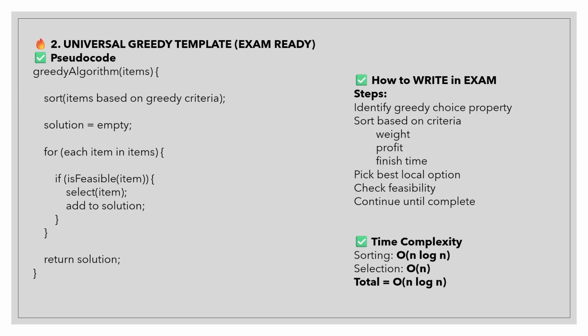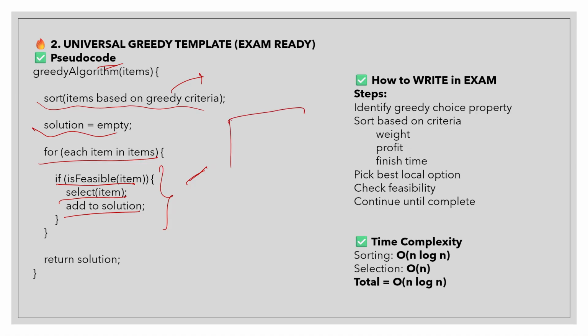Similarly, universal greedy template. You sort items based on greedy criteria. Now, if you are set to write a pseudo code, don't try a custom comparator thing here. Write in this format. Solution empty at the moment, for each item in items, if is feasible, then only you select and add it. You select that item and add it.